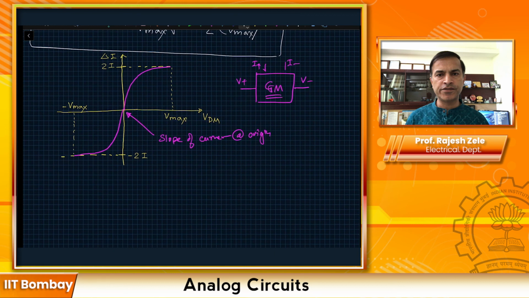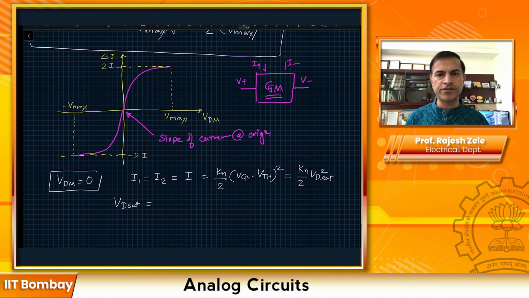So let's say VDM is equal to 0. Then what we will get is I1 equal to I2 equal to I, which is equal to Kn divided by 2 times (VGS minus VTH) squared. This is equal to Kn divided by 2, and we like to call this VDSAT squared. So what is VDSAT? VDSAT is equal to the square root of 2I divided by Kn.